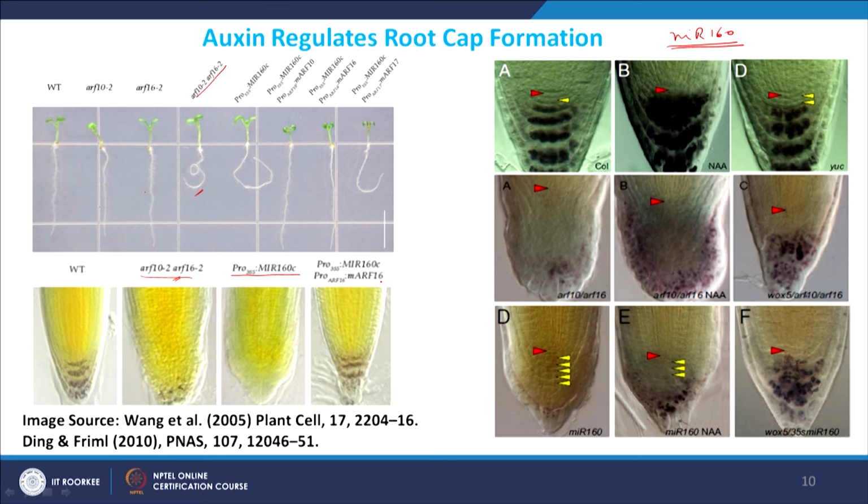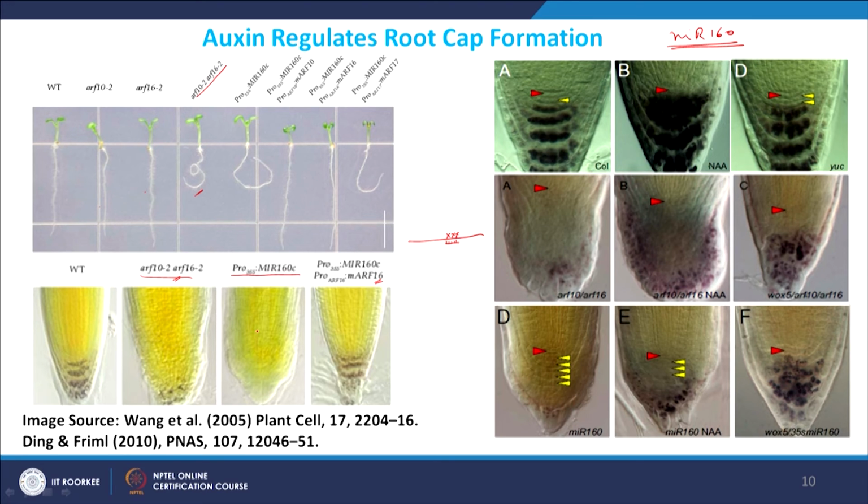But this is interesting. MicroRNAs are just 21 to 24 nucleotide molecules, and they have complementary sequence with the target. If you mutate the target binding sequences, and then overexpress microRNA and complement with the mutant version of auxin response factor, you do not see the phenotype. This suggests that the microRNA is regulating auxin response factor 10 and 16 through binding, and this regulation is important in regulating columella cell differentiation or root cap formation.